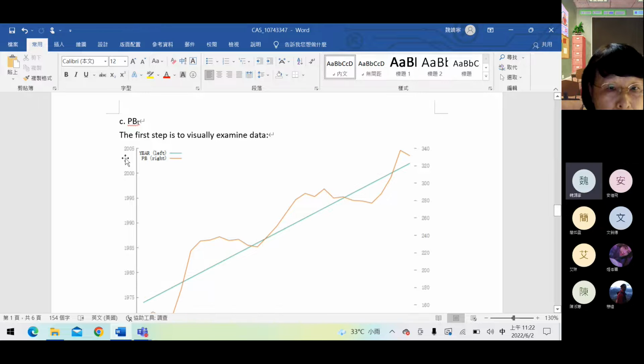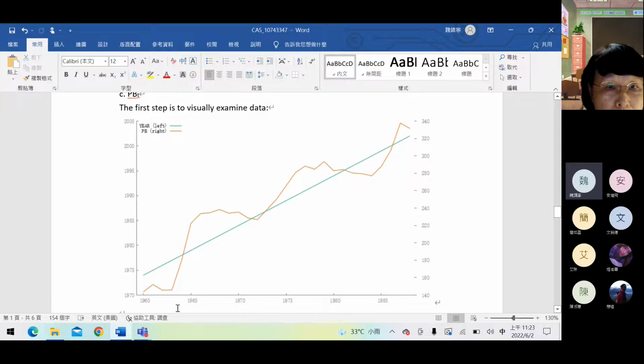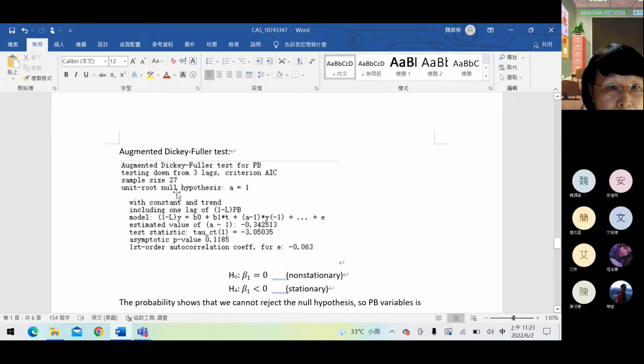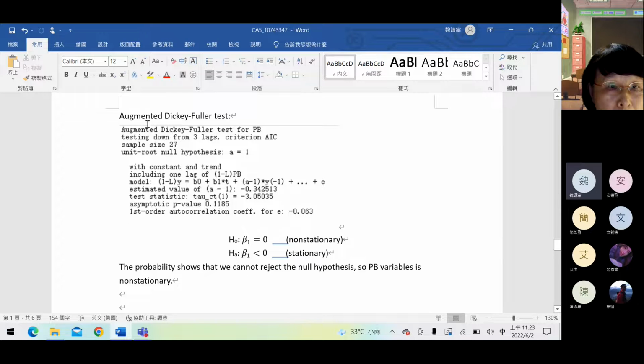The third one is the PB variable. And we can also see this graph, I think it is still non-stationary. The second method, we can see the number on this. I think it is close to 1, so I think it is non-stationary. The third one is the augmented Dickey-Fuller test. We can see the result p-value is 0.1185. So the probability shows that we cannot reject the null hypothesis. So the PB variable is non-stationary.